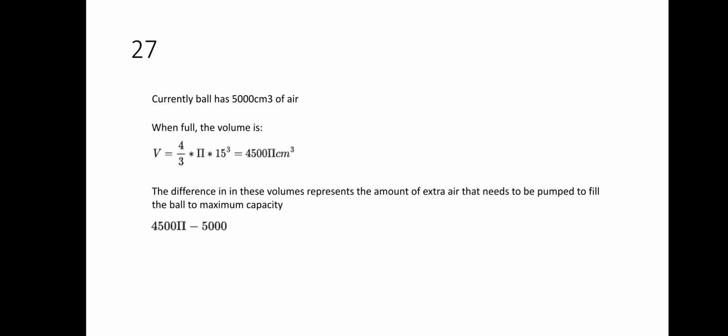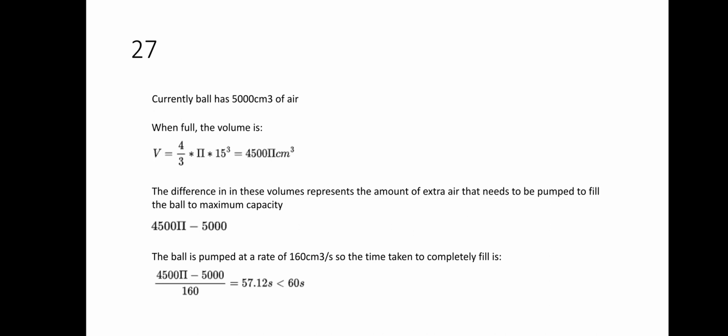That means that the difference in these volumes represents the amount of extra air that needs to be pumped in to fill the ball to maximum capacity. So we said here that currently the ball has 5,000 cubic centimeters. When it's full, it has 4,500 pi cubic centimeters. Therefore, the difference between the full volume and the current volume is how much extra air you need to pump in. So that difference would be 4,500 pi minus 5,000.